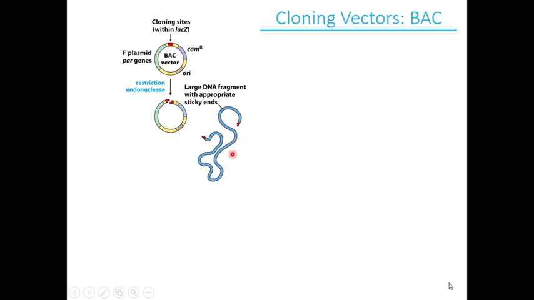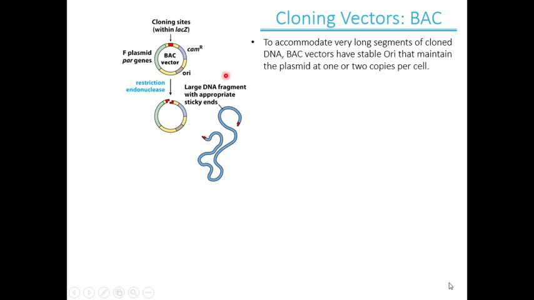Now, to incorporate such a long DNA, plasmids like bacterial artificial chromosomes, or BACs, have been developed. A BAC vector is a relatively simple plasmid, generally not much larger than other plasmid vectors. To accommodate very long segments of cloned DNA, BAC vectors have a stable origin of replication, shown here. One of the uses of this origin of replication is to maintain this plasmid at 1 or 2 copies per cell.